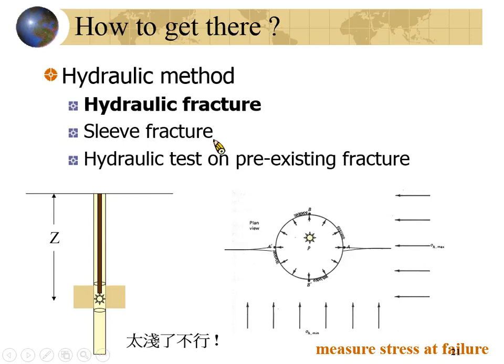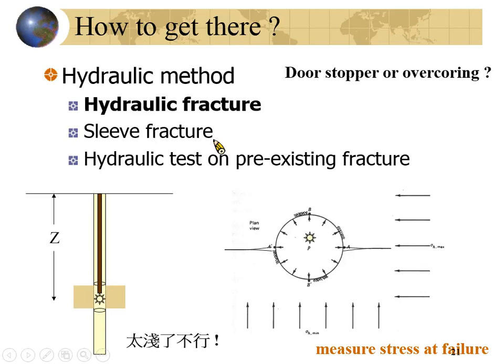If the fracture is horizontal, then you can measure the vertical stress only. Then why do you need to measure the vertical stress? You don't really need the vertical stress, right? You want to measure the horizontal stress, because the vertical stress can be reasonably estimated. It will be the unit weight times the depth. Okay, so that will be the limitation of the hydraulic fracture method.